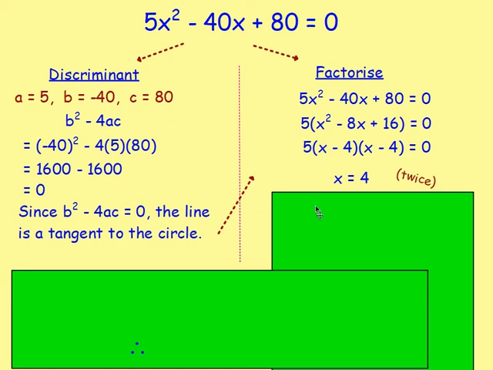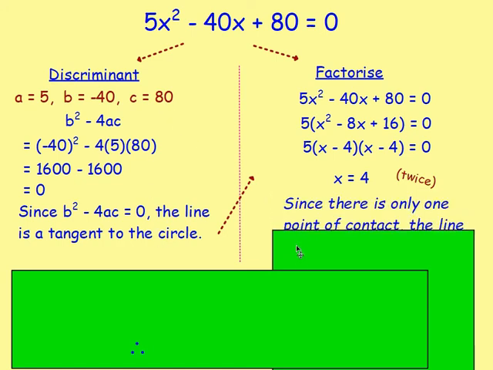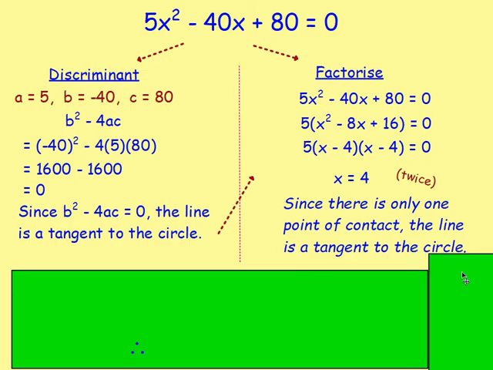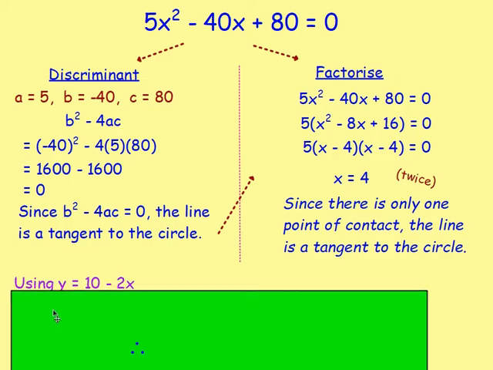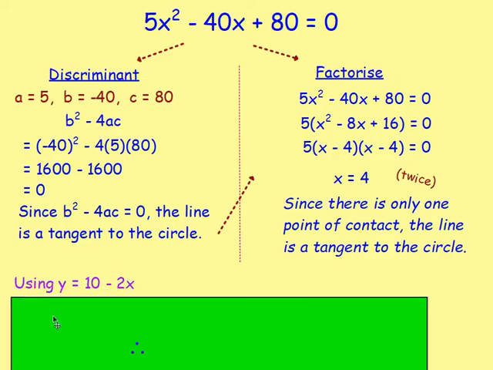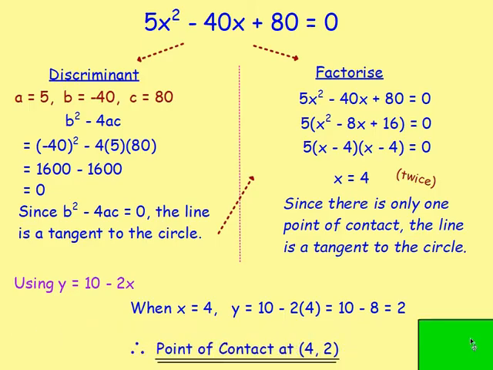And again, if you didn't go down the discriminant route, you would have to say that since there is only one point of contact, the line is a tangent to the circle. From there, now we know the value of x. How do we work out the y value? Well, if you look back to that part A, you had the equation y equals 10 take away 2x. So you can sub in the x value to find y. Therefore, the point of contact would be (4, 2).